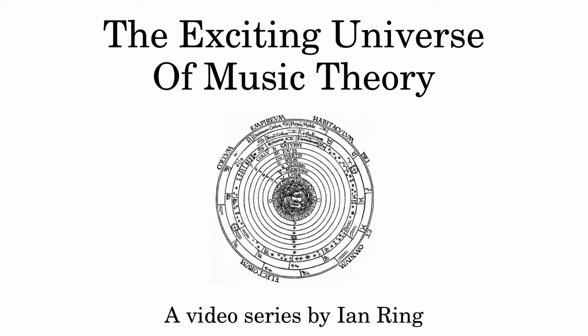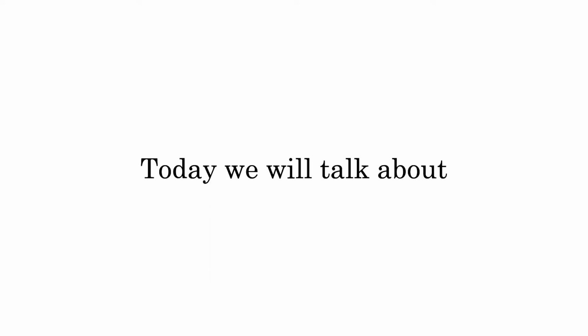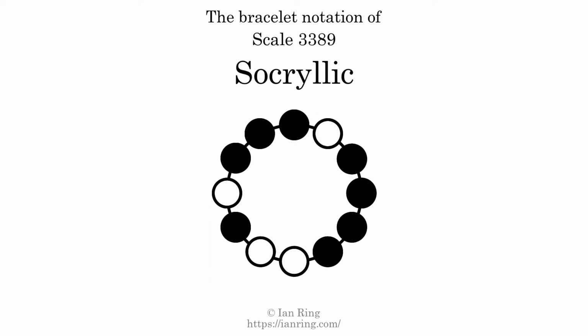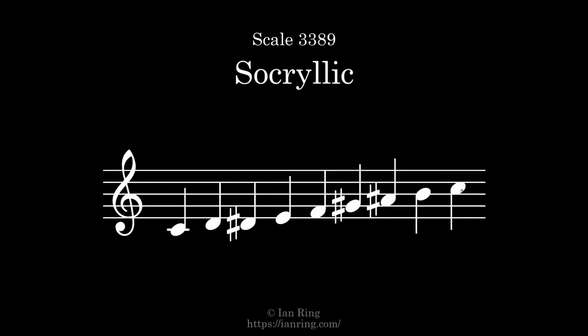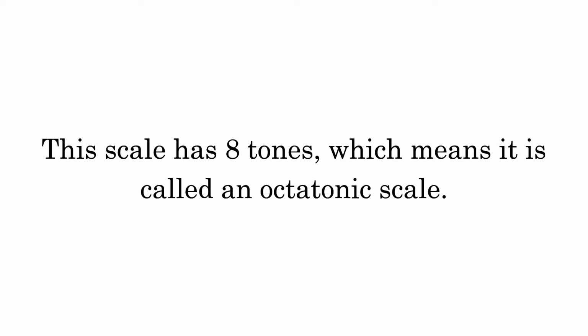Welcome to the exciting universe of music theory. Are you ready to learn? Then let's begin. Today we will talk about scale 3389, Socryllic, which sounds like this. This scale has 8 tones, which means it is called an octatonic scale.